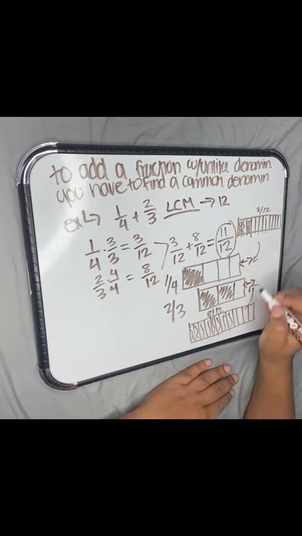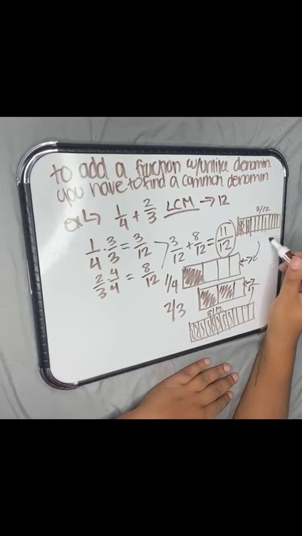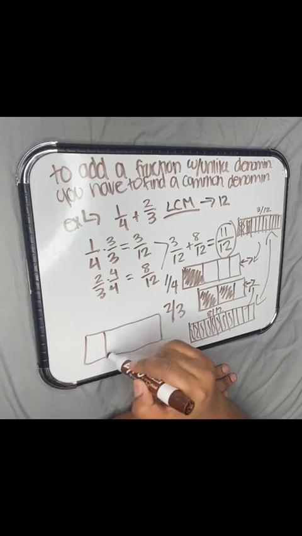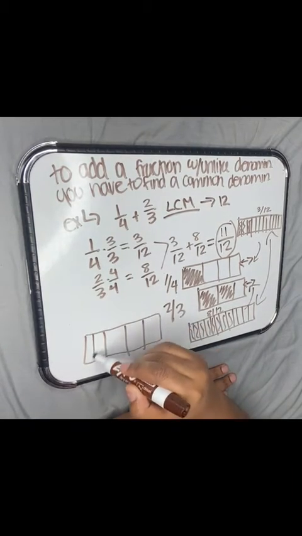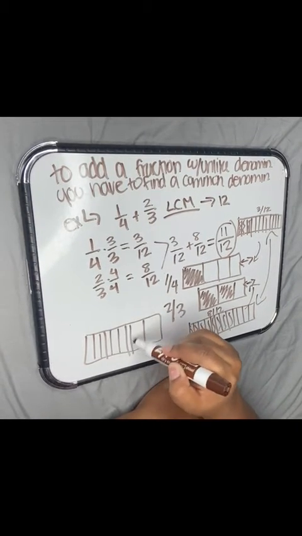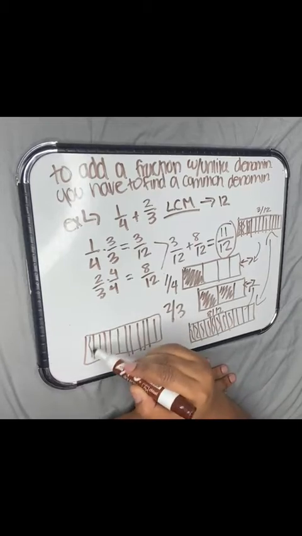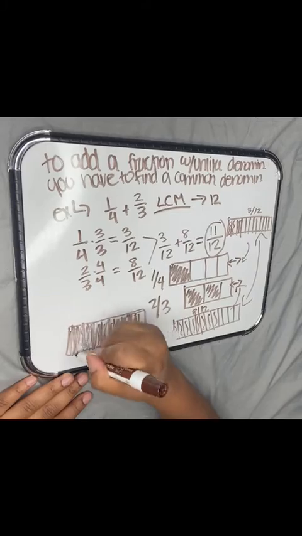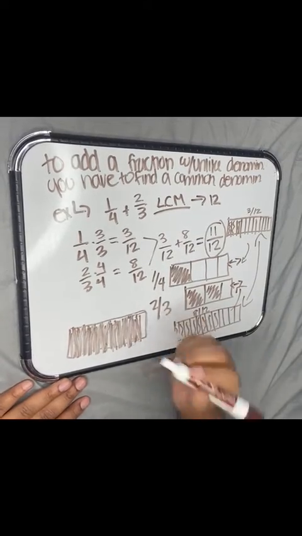So once again, when we add those together, we get the total of 11/12. 1, 2, 3, 4, 5, 6, 7, 8, 9. So all of this gives us a total of 11/12.